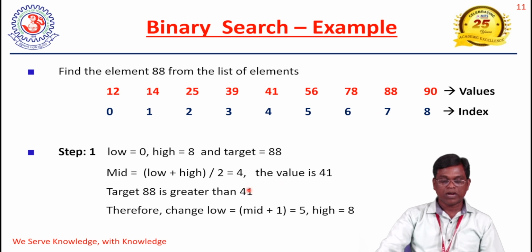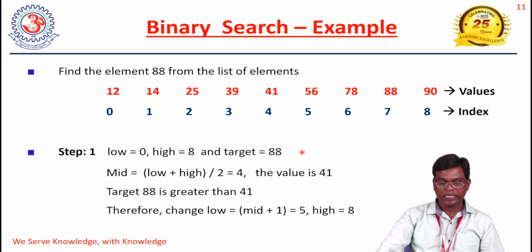So what we have to do is modify that low pointer value to search the next iteration in the right half of the elements. The low pointer value will now be mid plus 1, that is 4 plus 1, which is 5, and the high pointer will take the value as it is without any change. Now the next step will go with the new values for low and high. That is, low value is 5, high value is 8, and the target value which you want to search from the list is 88.